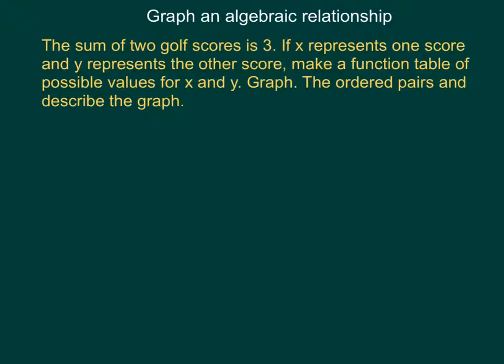We can also graph algebraic relationships. This is where we look at a word problem and it tells us the relationship of the points on the line, and then we just have to identify our ordered pairs and graph the points. The example here says the sum of 2 golf scores is 3. We know that sum is addition, and "is" means equals, so the sum is 3. If x represents one score and y represents the other score, make a function table of the possible values for x and y. So x + y = 3. They want to know all the possible values.